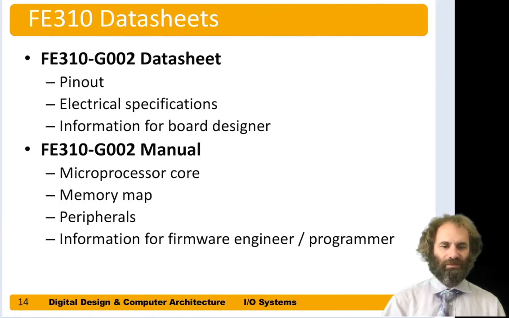As we study what's on the board, we'll need to refer to 2 data sheets. The first one is the FE310 Generation 2 datasheet that had the pinout, the electrical specifications, for instance, what voltages are used, and information that would be relevant to somebody designing a circuit board. The main one we'll refer to in this chapter is the FE310 manual that talks about the specs of the microprocessor core. It talks about the memory map and the peripherals, and it has all the information that a firmware engineer or programmer would need.